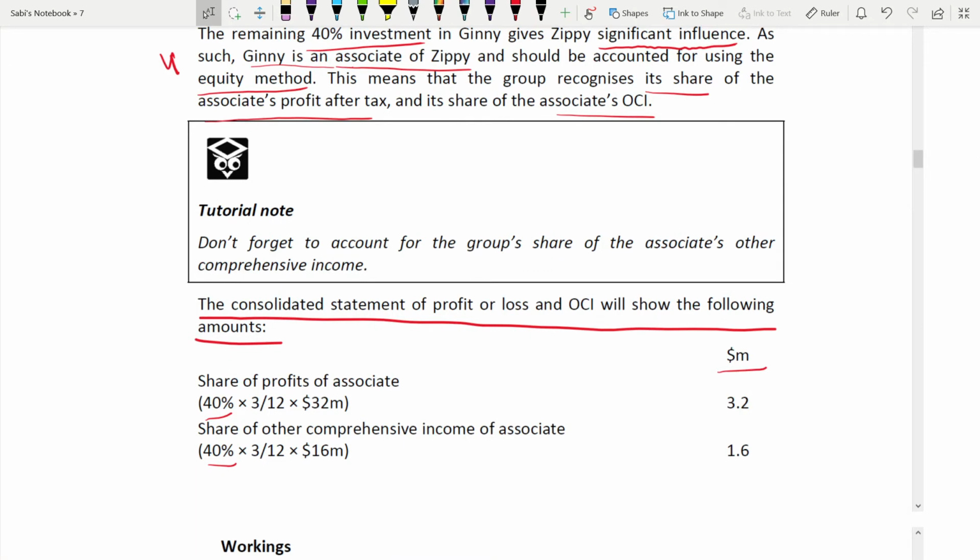So that remaining 40% is the associate. Okay, how many months? 3 months. Okay, because the subsidiary was 9 months, so the associate is the balance, 3 months. Okay, 3 months for both OCI and profit.